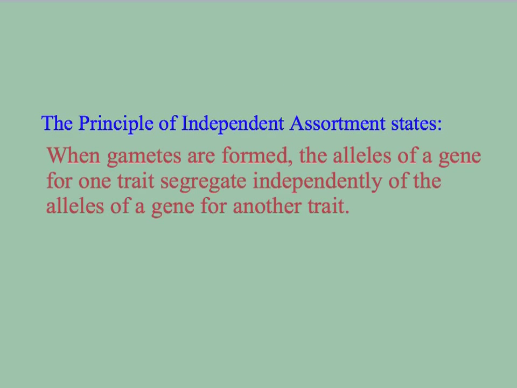So the principle of independent assortment states that when gametes are formed, the alleles of a gene for one trait segregate independently of the alleles for a gene of another trait. Should be, instead of principle, that should say law. Apologize for that.